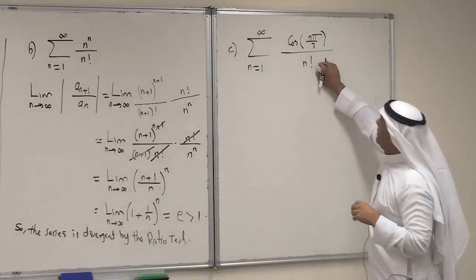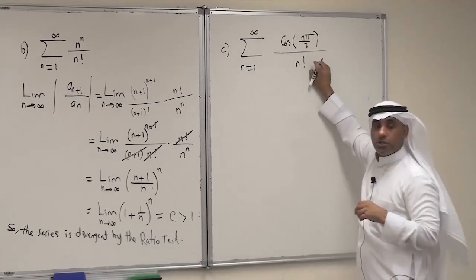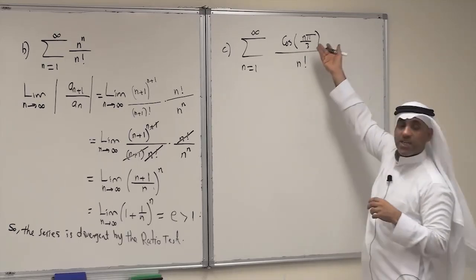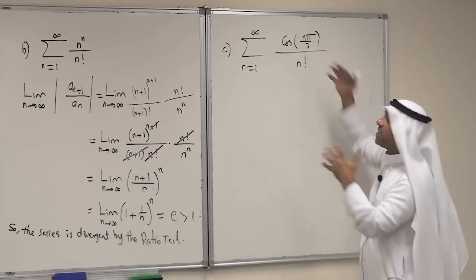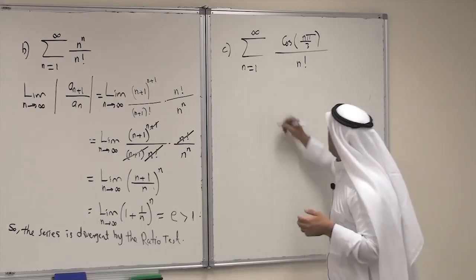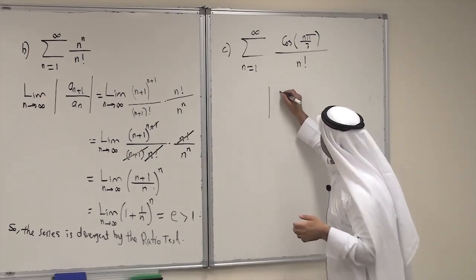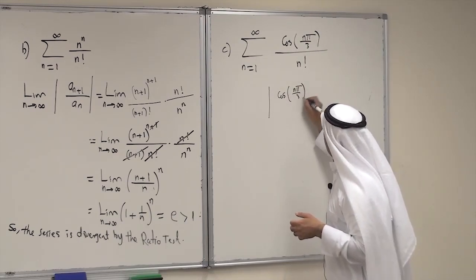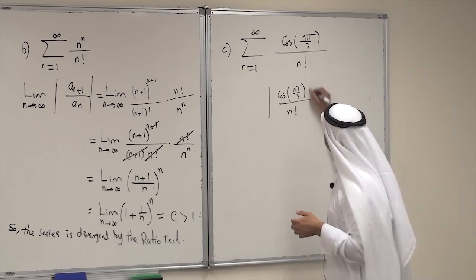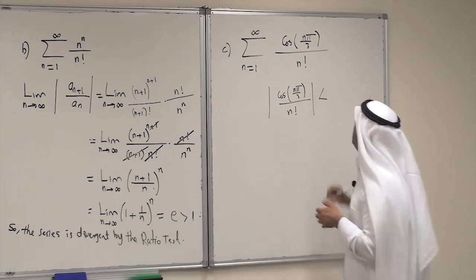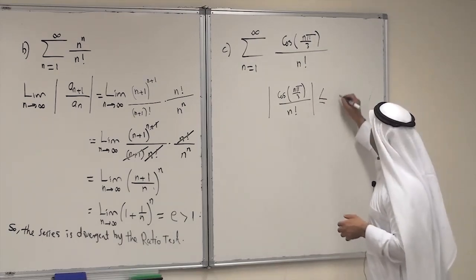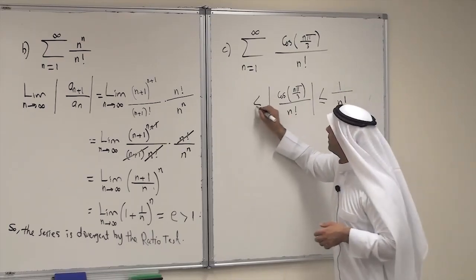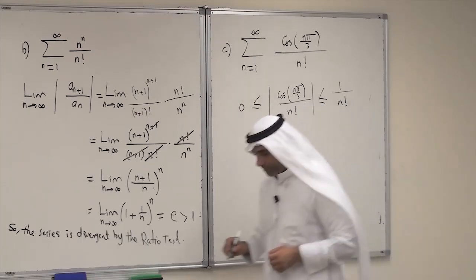So, is it convergent? Is it absolutely convergent? Is it conditionally convergent? You know we have cosine something here, so it's sometimes positive, sometimes negative. We cannot apply the comparison test directly. So what I will do, I take the absolute value. Once I take the absolute value, I have cosine of n pi over 3 over n factorial. I know that this is always less than or equal to 1 over n factorial. And we know that this is greater than or equal to 0, for sure.